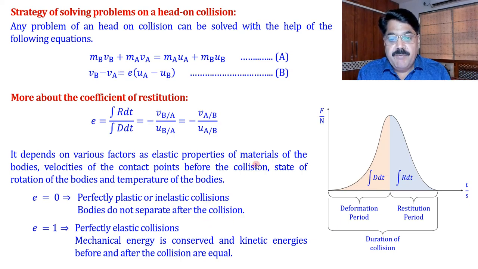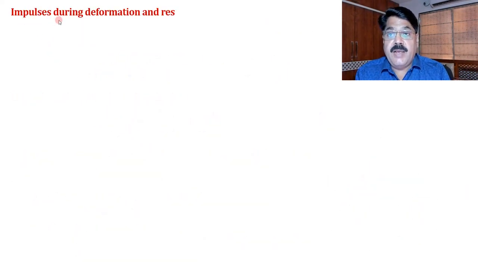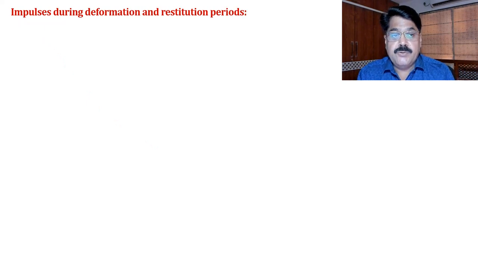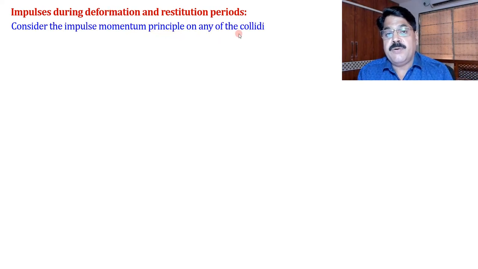So in this way, we have covered the coefficient of restitution. Now let us discuss how the impulses of deforming forces during the deformation period and during the restitution period affect the value of E and the momenta of the bodies. Impulses during deformation and restitution period. So for easy reference, we rewrite the equation here. Consider the impulse momentum principle on any of the colliding bodies, say A.